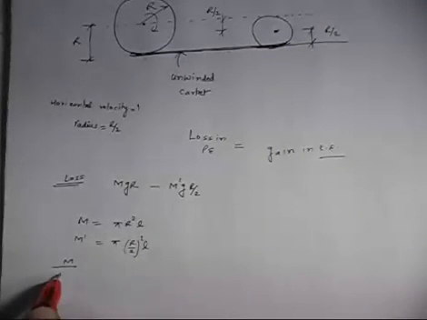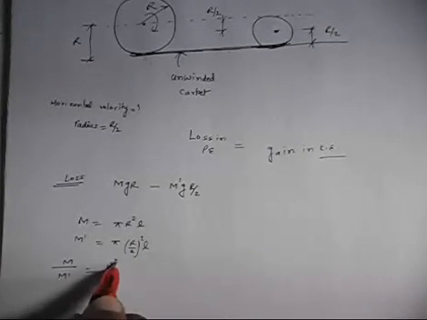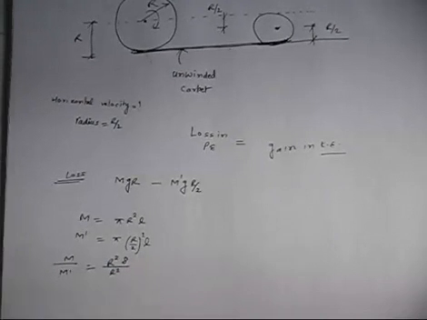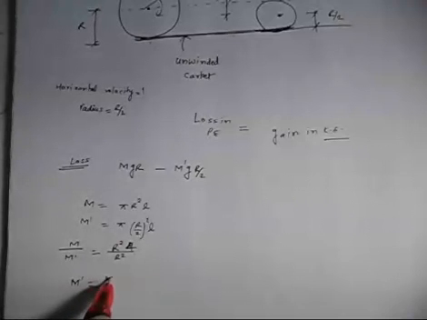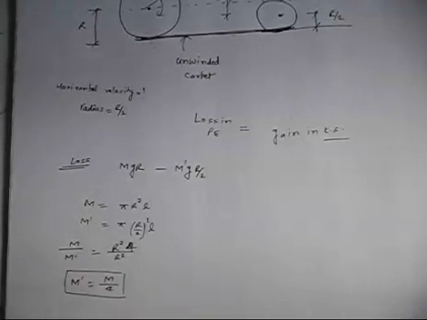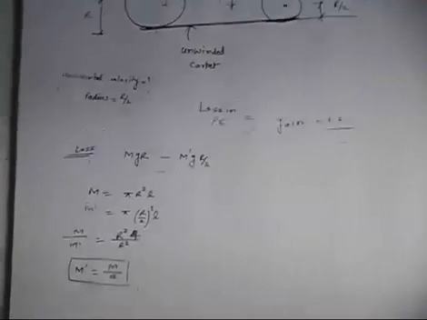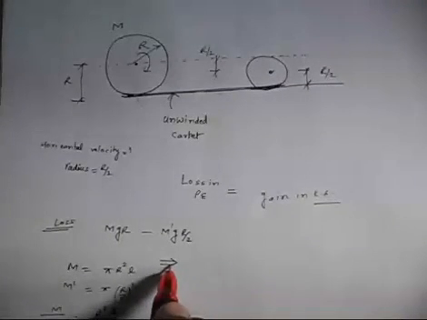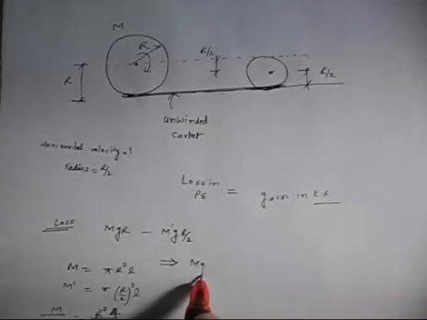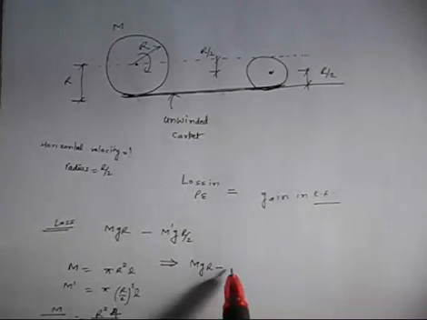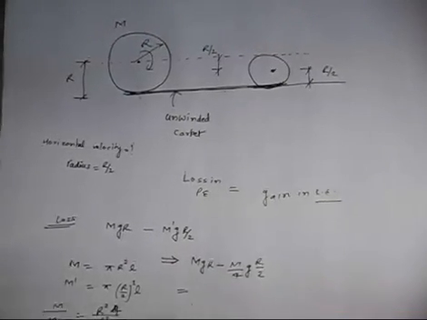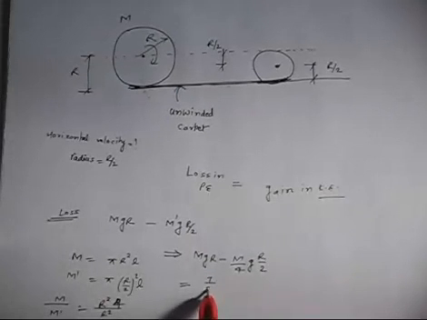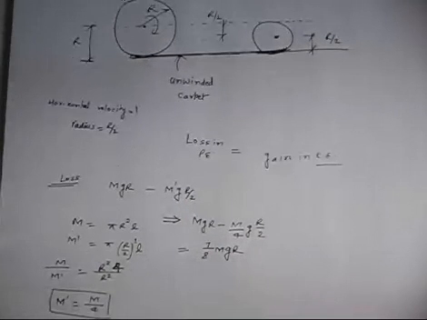So m by m dash is equal to r square by r square by 4, that is 4. So we can say m dash is nothing but m by 4. Now I know the new mass of the carpet is m by 4, so let us put this value here. If I put this value, I can say the loss is mgr minus m by 4 gr by 2. So this becomes 1 by 8, so 7 by 8 mgr. This is the loss in potential energy, that is 7 by 8 mgr.